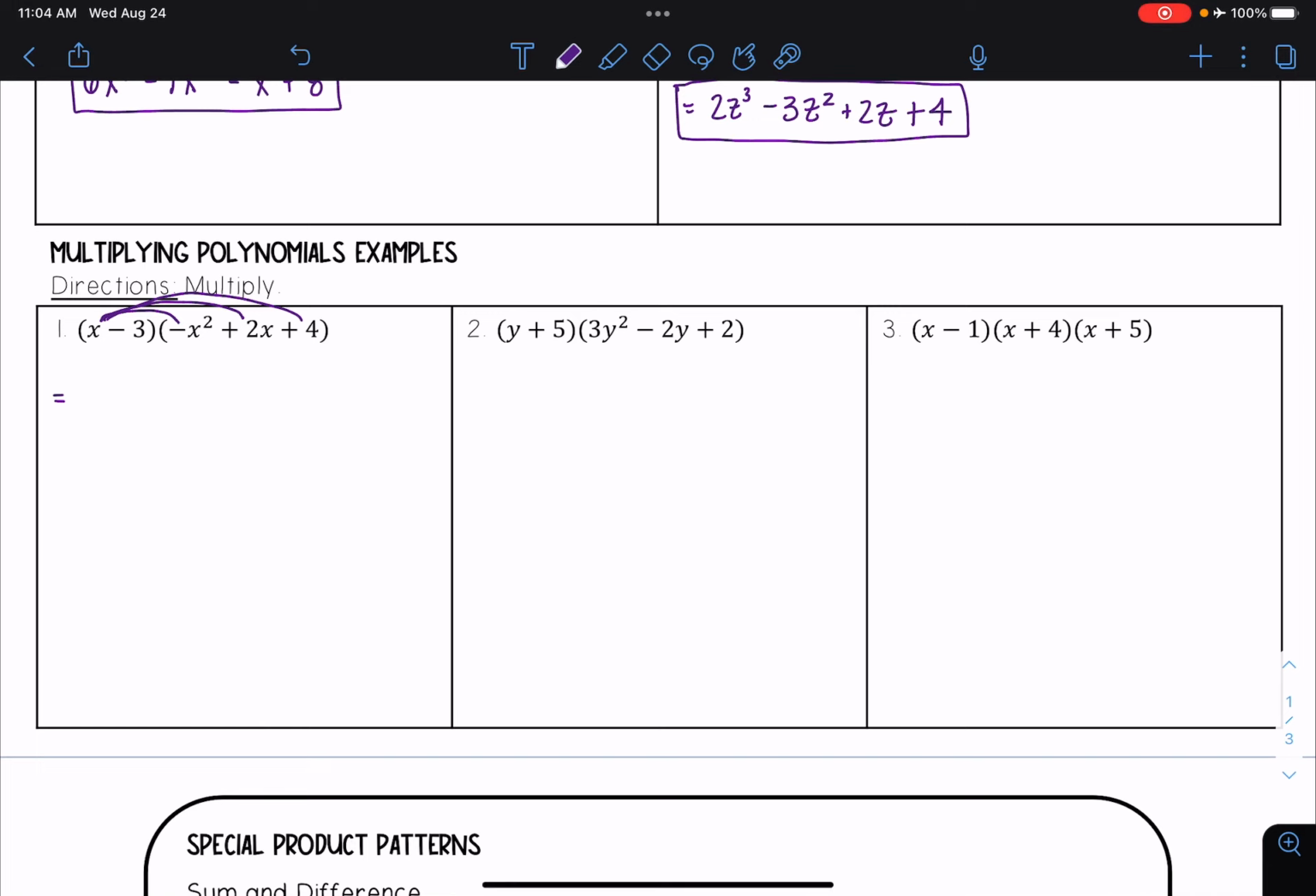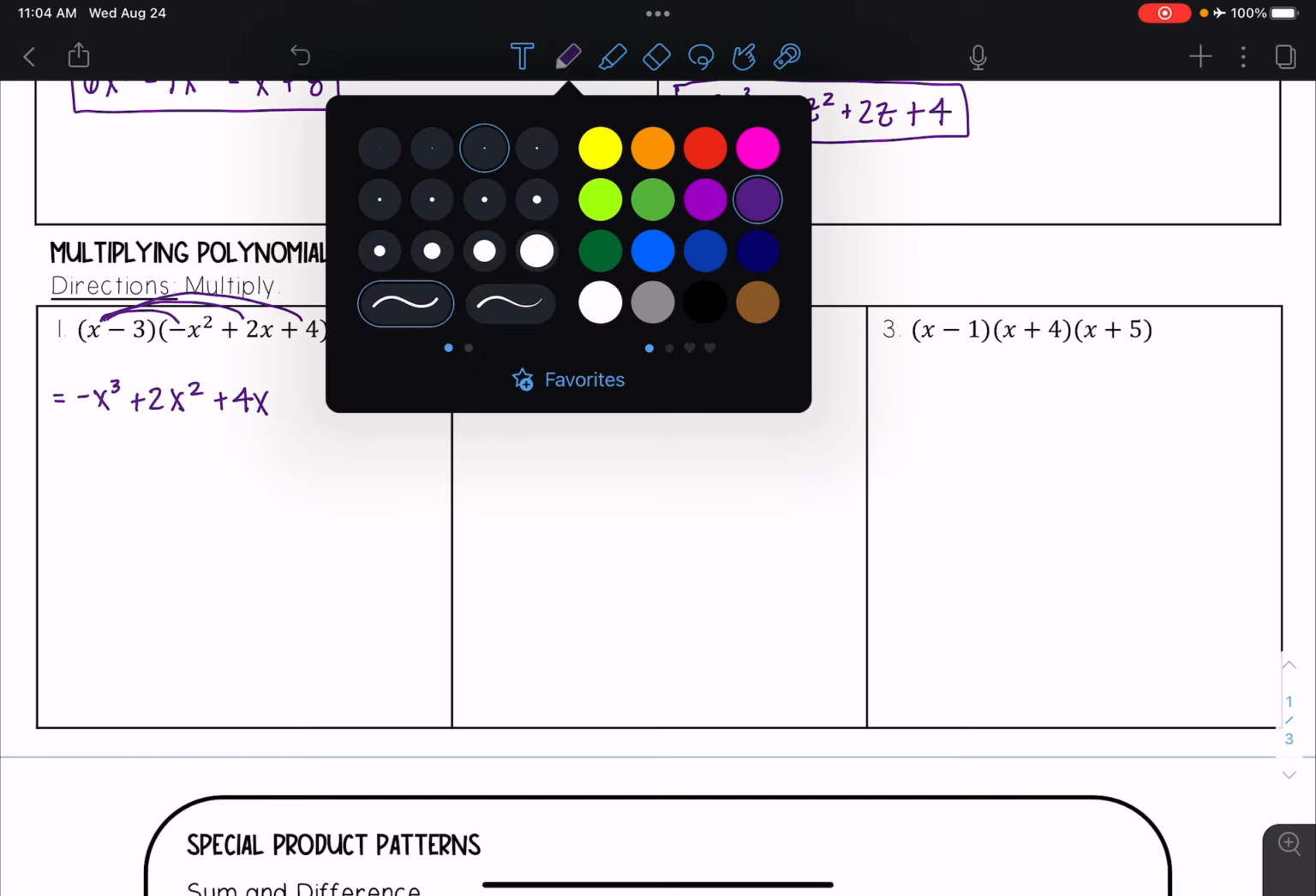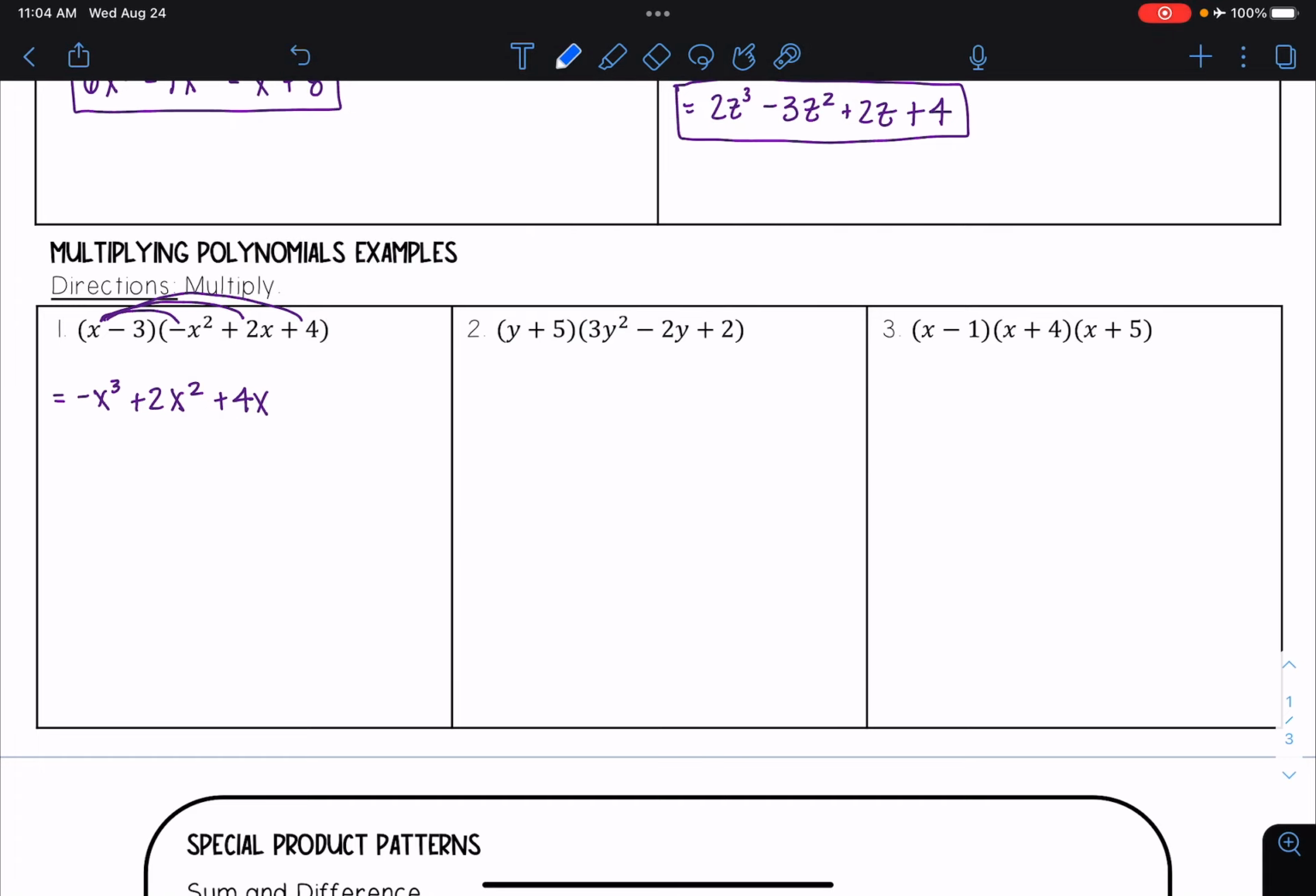So when I do x times negative x squared, I get negative x cubed. X times 2x, I get 2x squared. Then x times 4, I get 4x. And then I'm going to do the same thing with this minus 3. So now I'm going to multiply this minus 3 to all three terms.